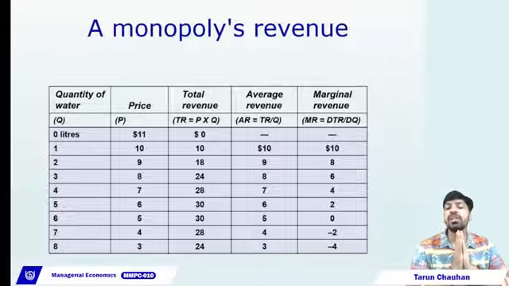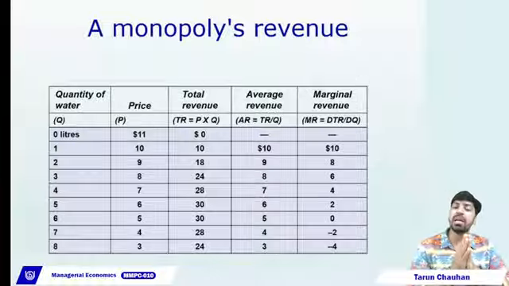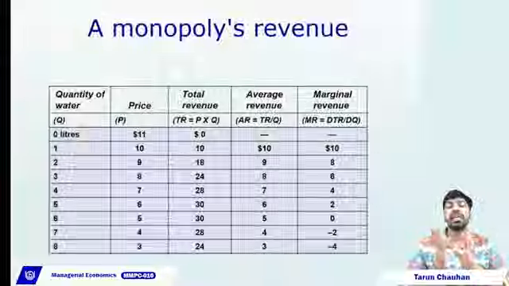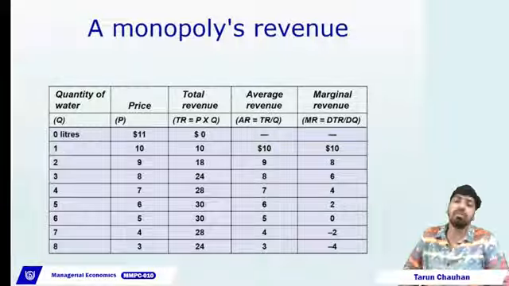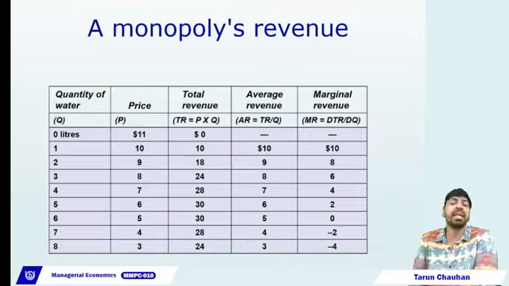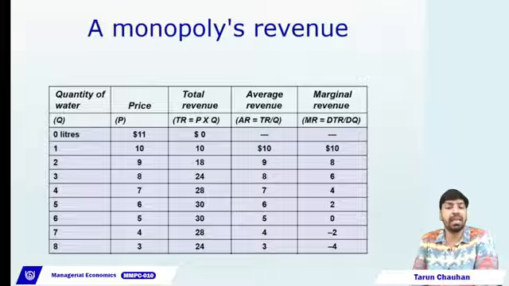Once you get the total revenue, you can easily calculate the marginal revenue by dividing the change in total revenue by the change in quantity. Marginal revenue is delta TR over delta Q. So what would be the change? 10 minus 0 is 10, and the change in quantity is 1, so 10 by 1 is 10. Then 18 minus 10 is 8, so 8 by 1 is 8.